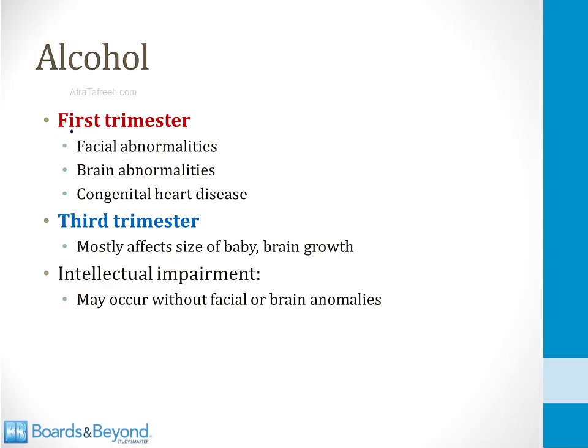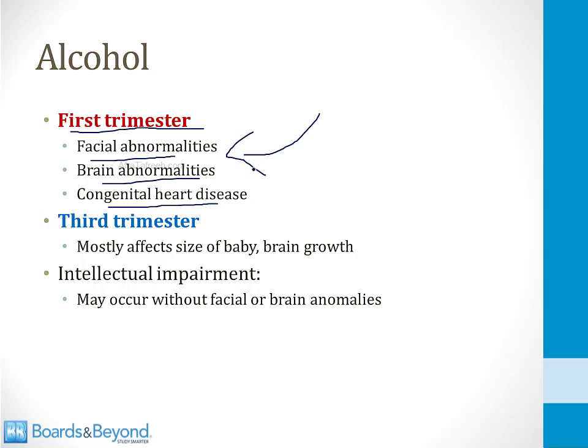Babies that are exposed to alcohol in the first trimester are the babies that tend to develop the facial abnormalities, the brain abnormalities, and congenital heart disease. Remember, in the first trimester, the body is forming, so exposure to any teratogen at this period of time, including alcohol, tends to lead to structural abnormalities like the ones shown in this slide.